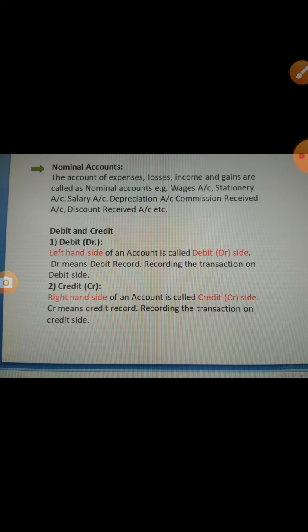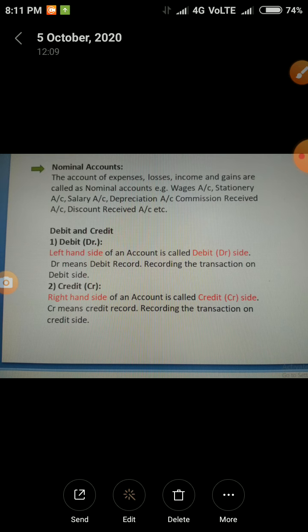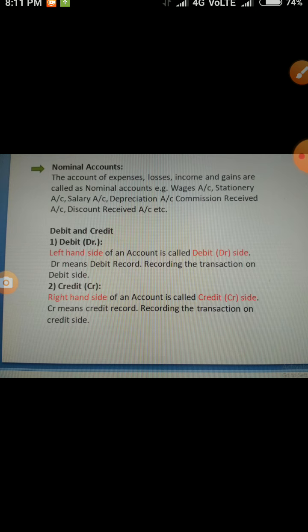Third example is plant and machinery. Now plant and machinery is real account and therefore you must write plant and machinery under the column real account. So there are certain items I have given along with this. You must bifurcate them.